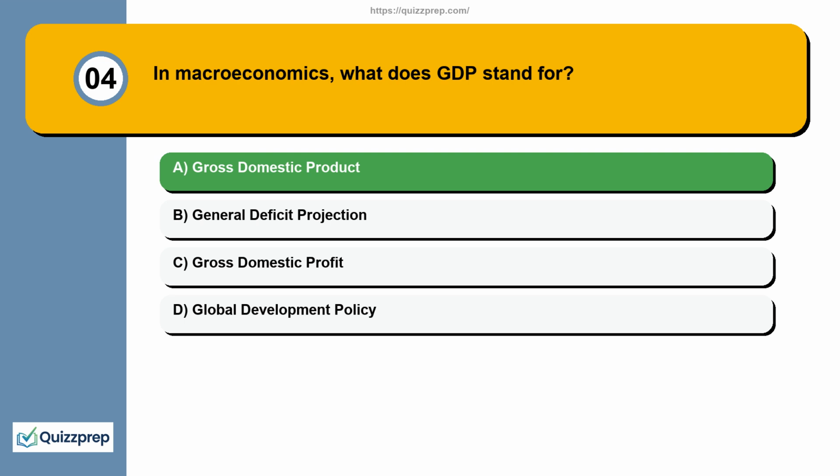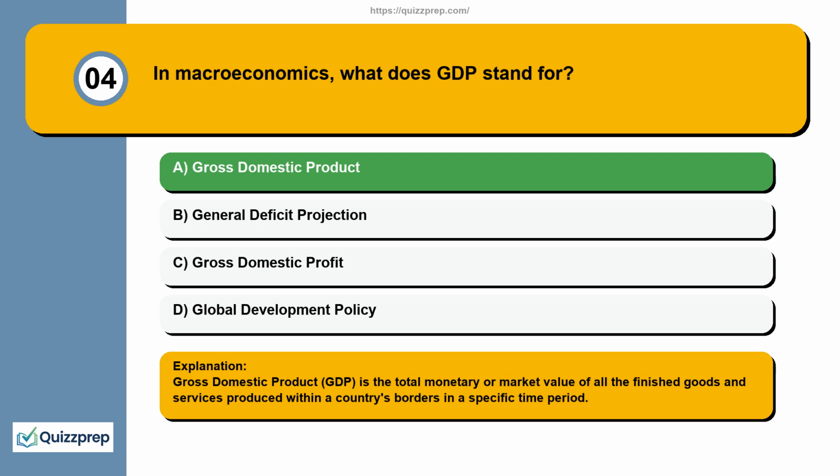Gross domestic product. Explanation. Gross domestic product, GDP, is the total monetary or market value of all the finished goods and services produced within a country's borders in a specific time period.